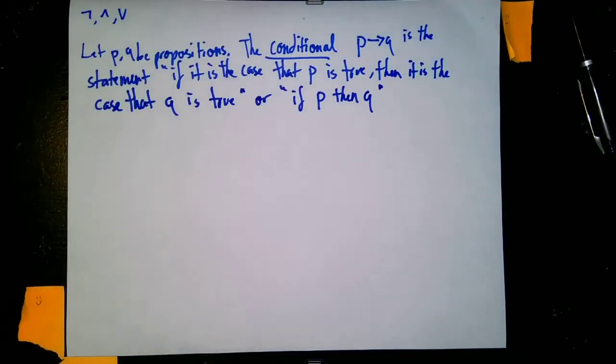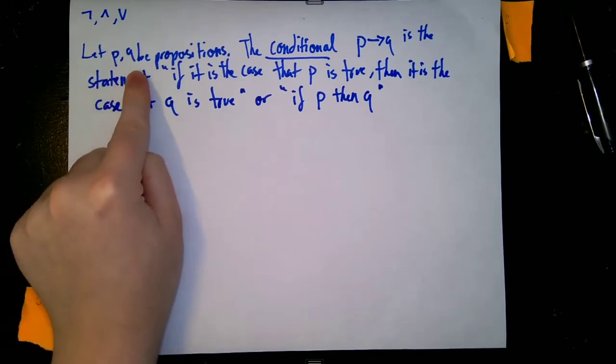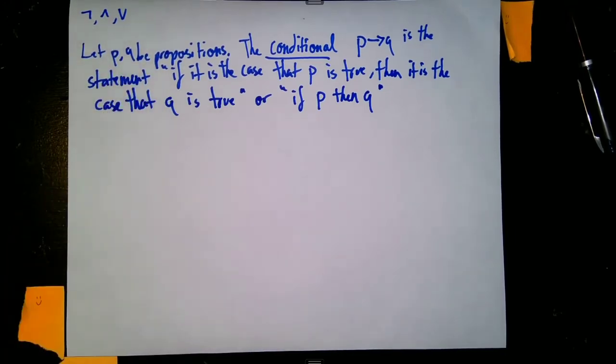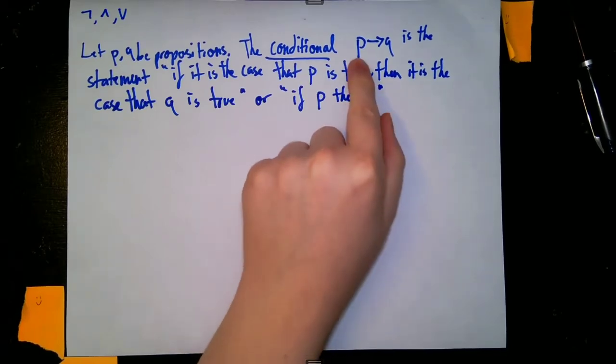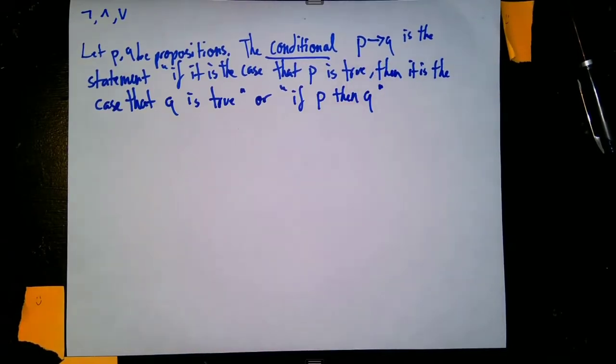So the first one of those operations that I want to talk about is the conditional operation. So if we have propositions P and Q, like before, we're going to say that the conditional P arrow Q is the statement, if it is the case that P is true, then it is the case that Q is true. Or if P, then Q.